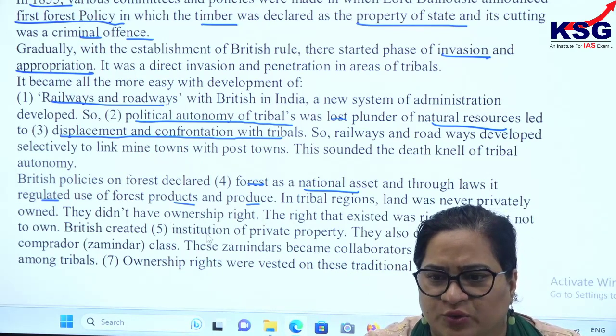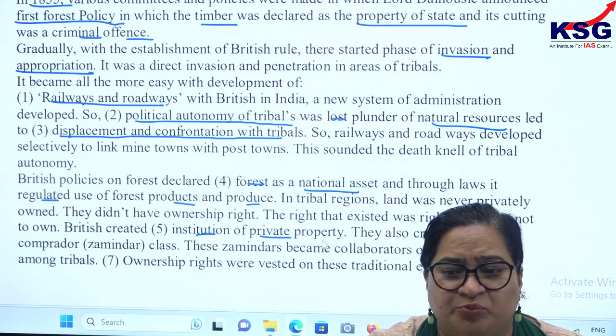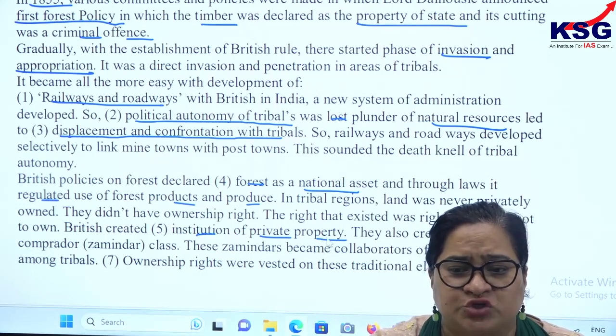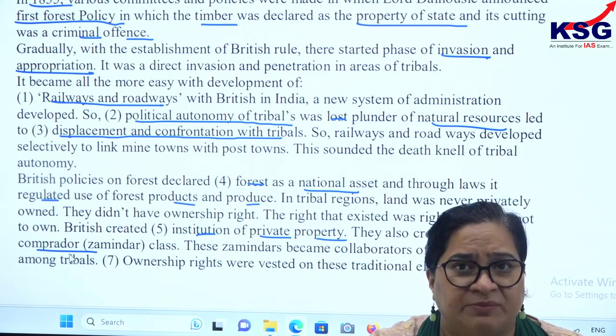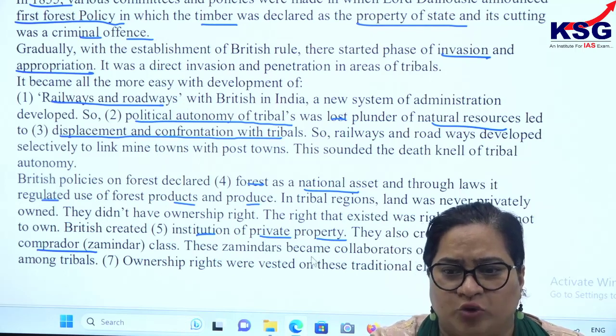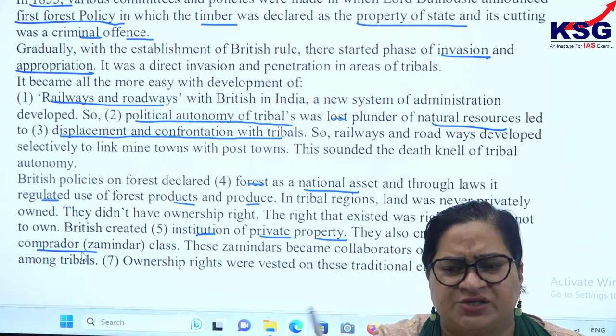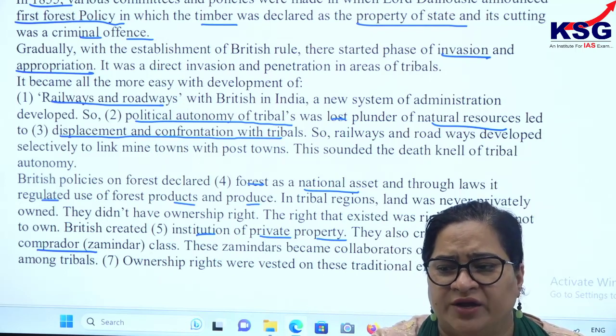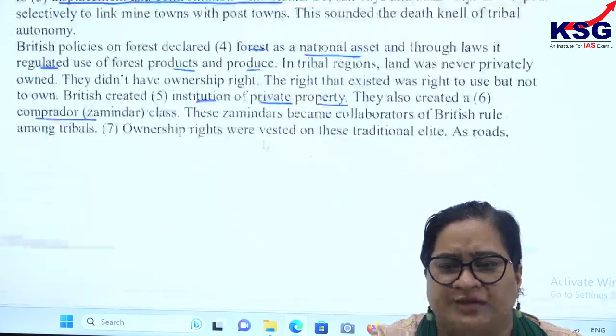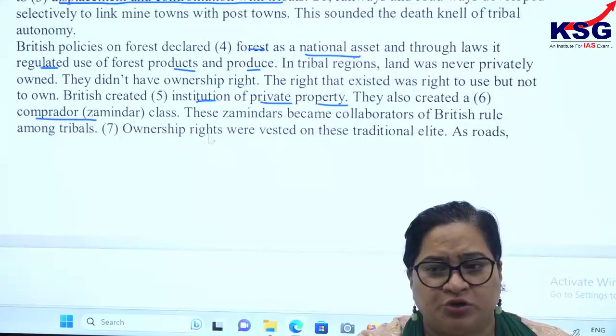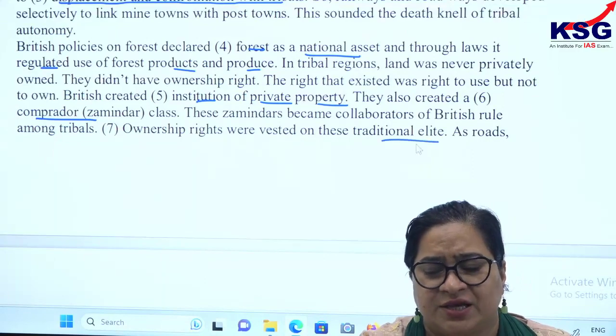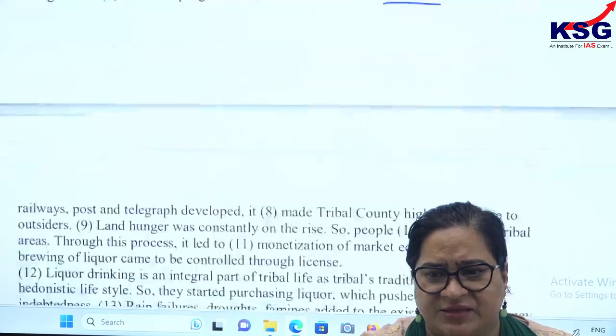So you can talk about how the institution of private property was introduced by the British comprador class, which is the zamindars. You can talk about these zamindars, how they collaborated with the British to further go ahead with exploitation of land. Again, you can talk about ownership rights. They were vested in these traditional elites, that is the zamindars.